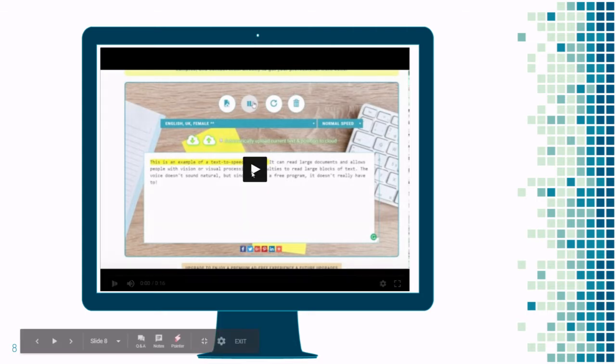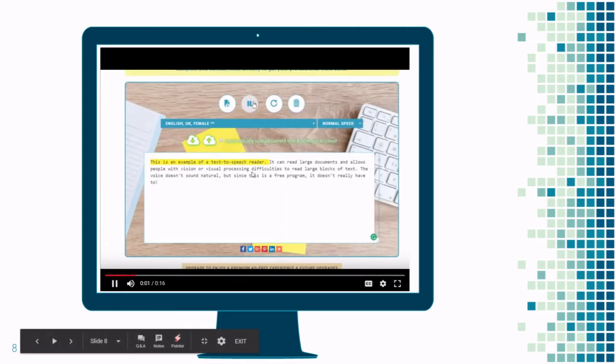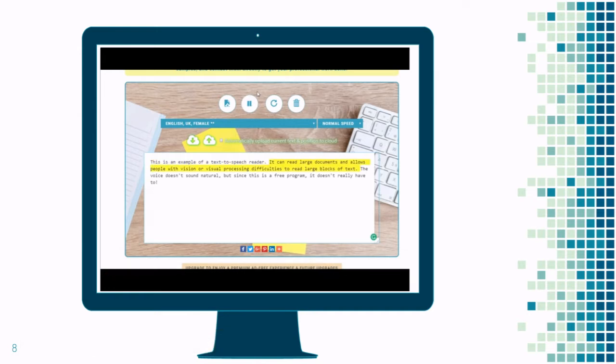This is an example of a text-to-speech reader. It can read large documents and allows people with vision or visual processing difficulties to read large blocks of text. The voice doesn't sound natural, but since this is a free program, it doesn't really have to.